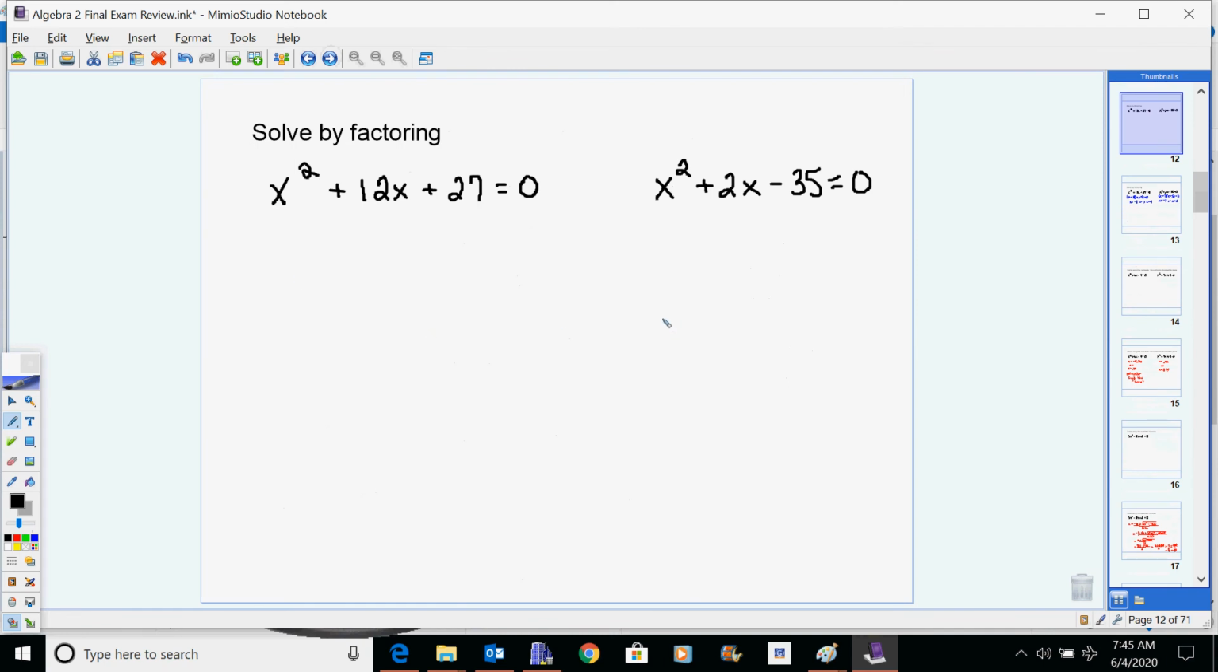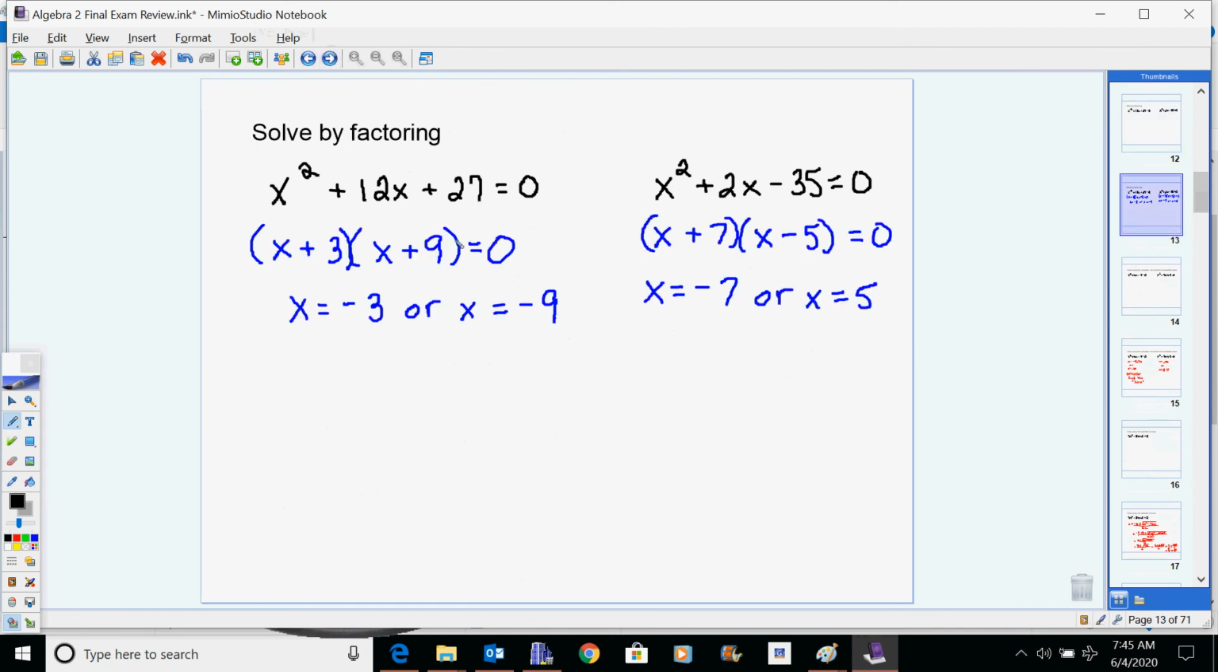Solving by factoring. We've done enough factoring that you should be good at it by now. You're looking for factors of the last number that when you add them together, it gives you the middle number. So 9 and 3, we factor it out. X plus 3 equals 0 or x plus 9 equals 0. So x is negative 3 or x is negative 9.